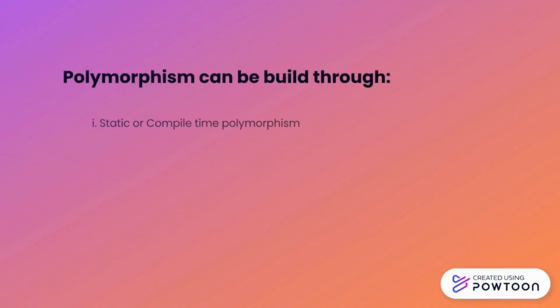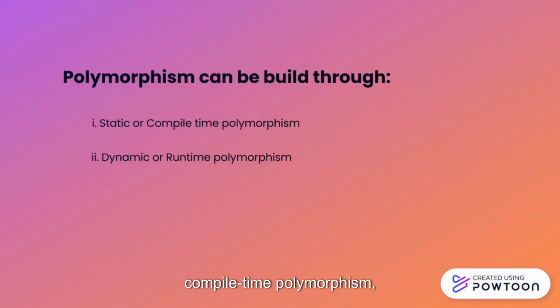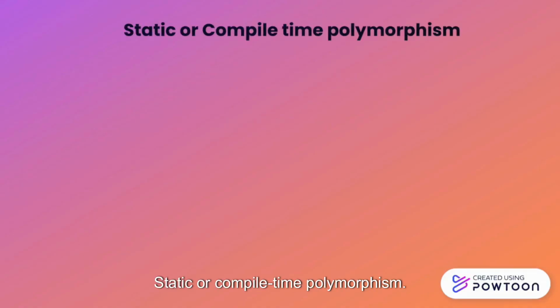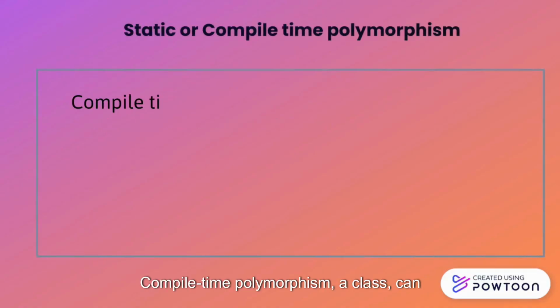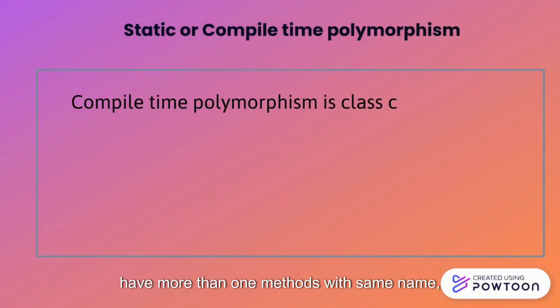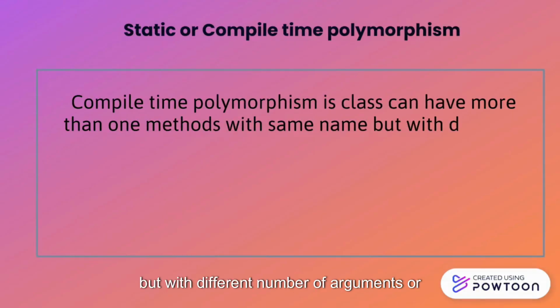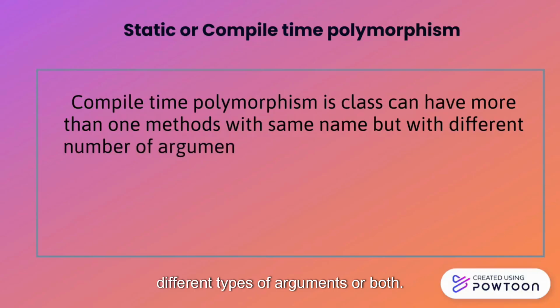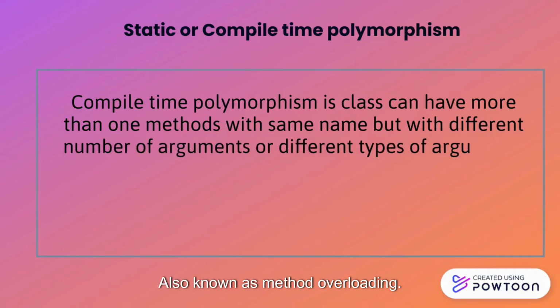In Java, there are two main types of polymorphism: compile-time polymorphism, also called method overloading, and runtime polymorphism, also called method overriding. Static or compile-time polymorphism: in compile-time polymorphism, a class can have more than one method with the same name, but with different numbers of arguments or different types of arguments, or both. Also known as method overloading.